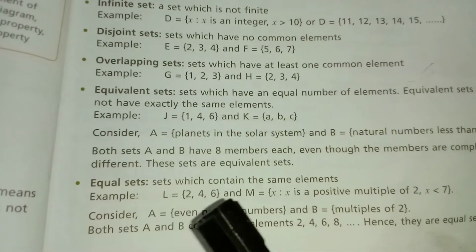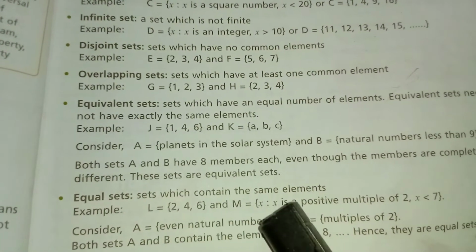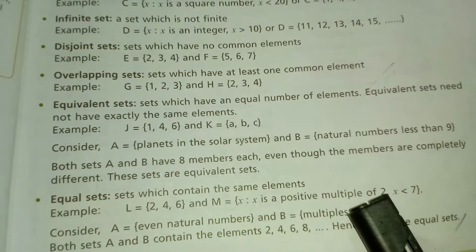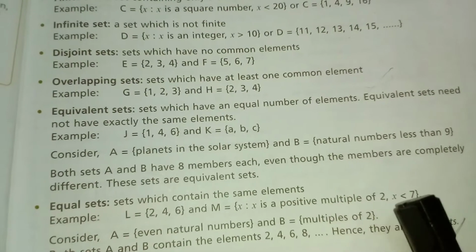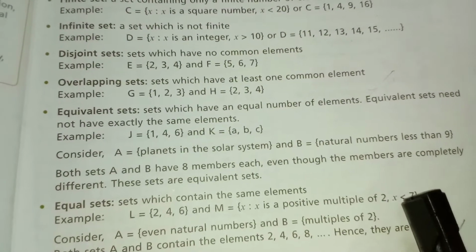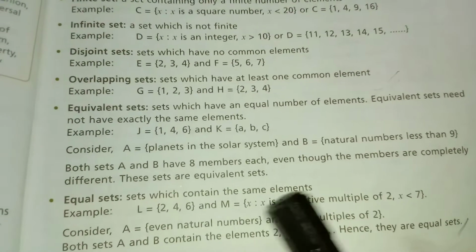Now equal sets: sets which contain the same elements. L equals 2, 4, 6 and M is x such that x is a positive multiple of 2 and x less than 7. Positive multiple of 2 means the table of 2 and less than 7, which means 2, 4 and 6. Here also 2, 4 and 6, so they are called equal sets.